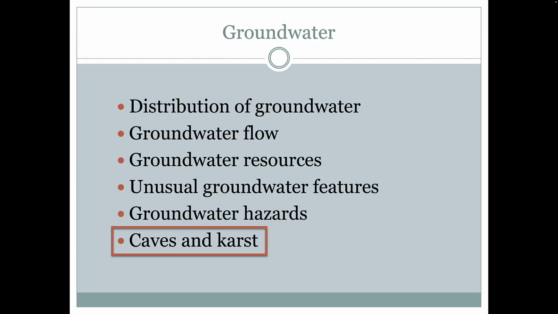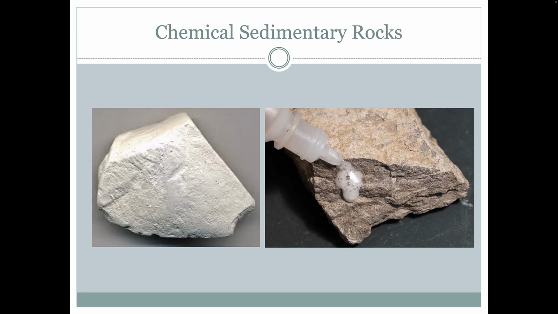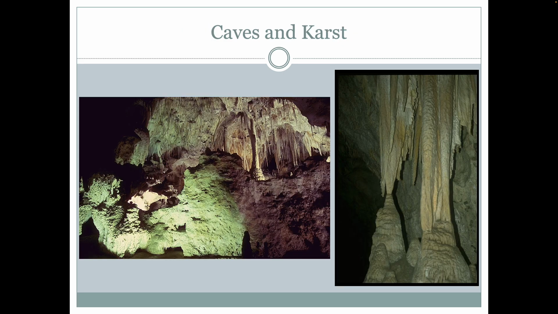One thing the groundwater is good at doing in certain environments is creating caves and the associated karst topography. This occurs when there's limestone in the ground. And if you remember, limestone is a chemical sedimentary rock that reacts with hydrochloric acid and also gets dissolved by acidic water, which we find in rainwater. And that rainwater, as it infiltrates into the ground, remains acidic for a while.